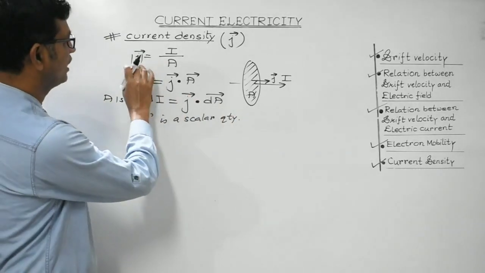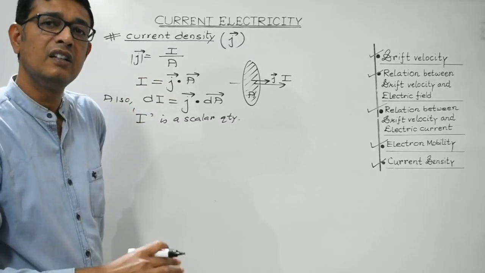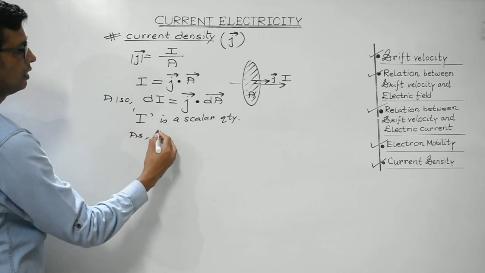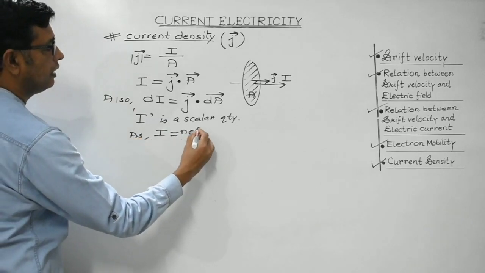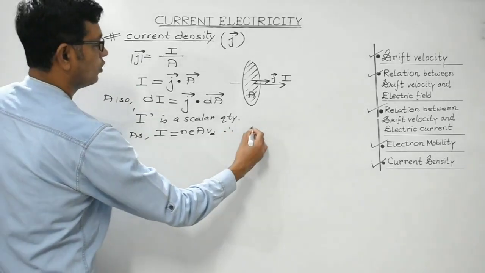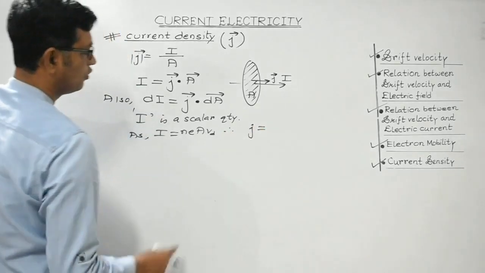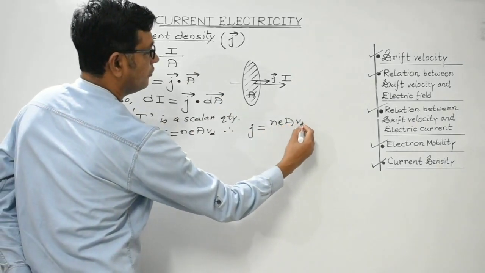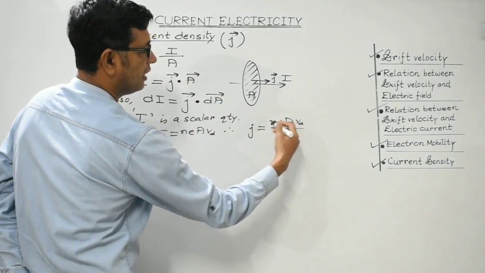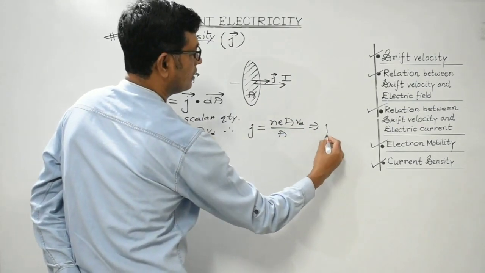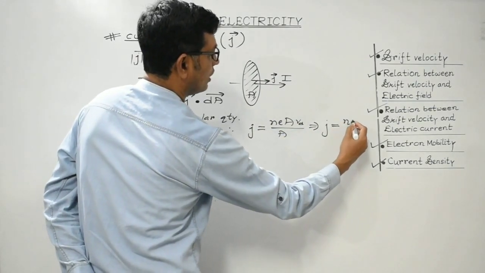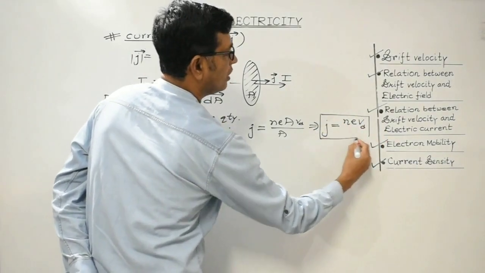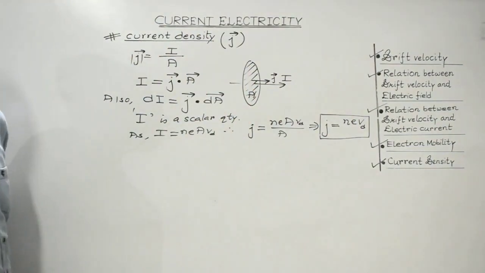Also, we can express this current density in various forms. We know that I is equal to n e A vd. Therefore, current density in magnitude would be given by, let's substitute the value over here, n e A vd divided by A. So A and A get cancelled. So what is left is J is equal to n e vd. This is the relationship between current density and the drift velocity.